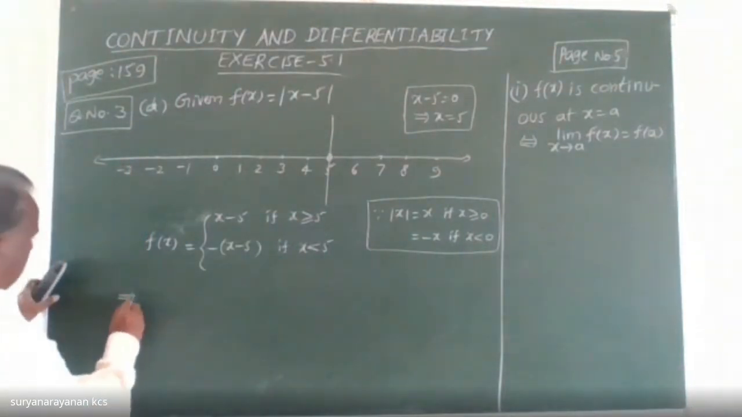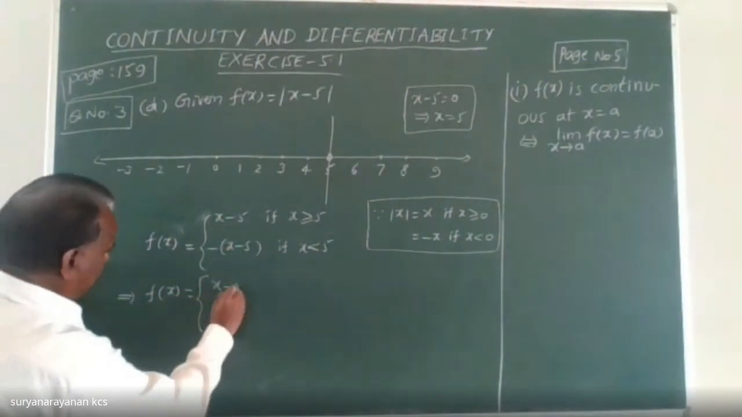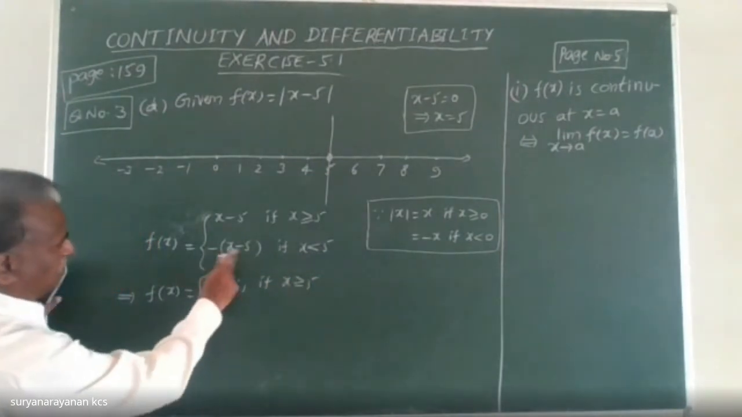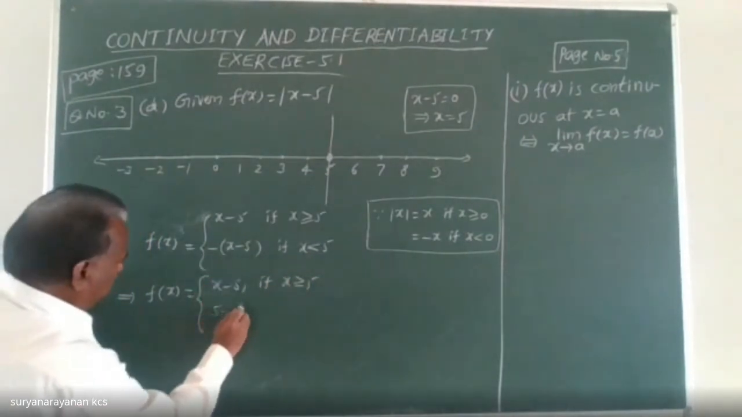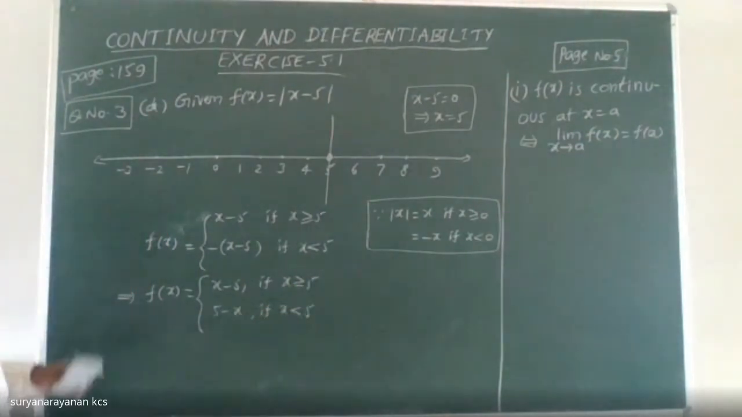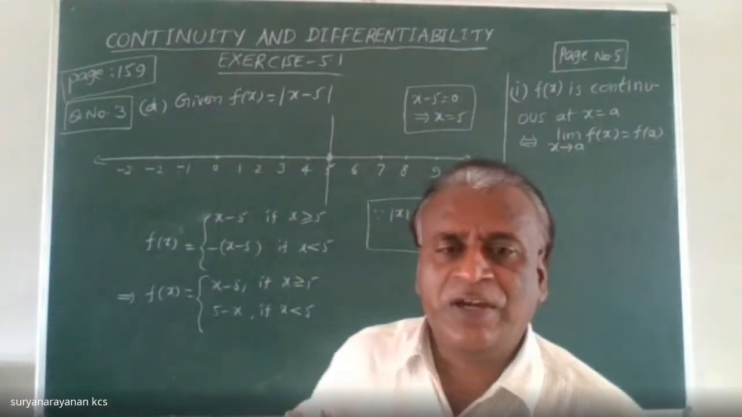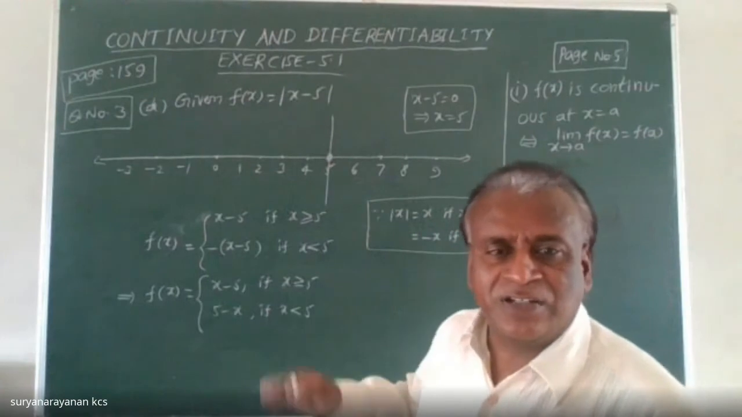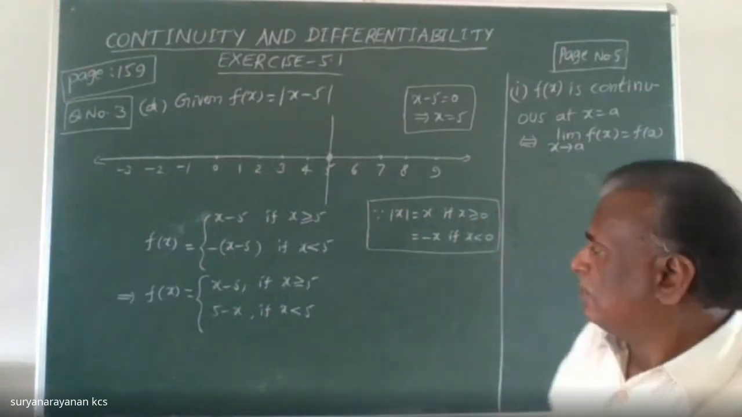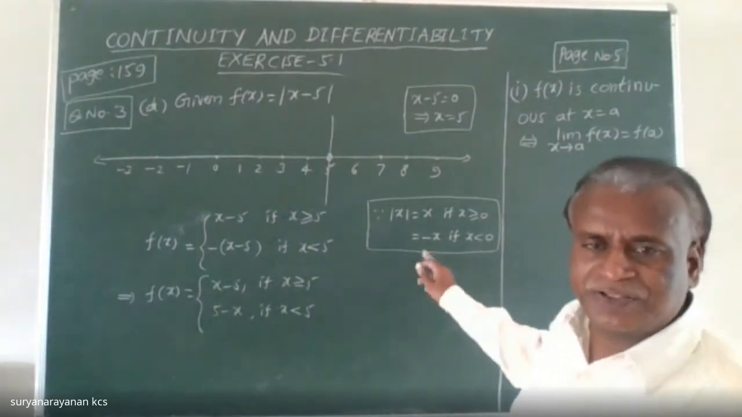This implies f of x is equal to x minus 5 if x is greater than or equal to 5, multiplied by minus 5, what we get is 5 minus x if x is less than 5. So in these two intervals, we have to verify whether it is a continuous function or not. Here we use the modulus function definition.